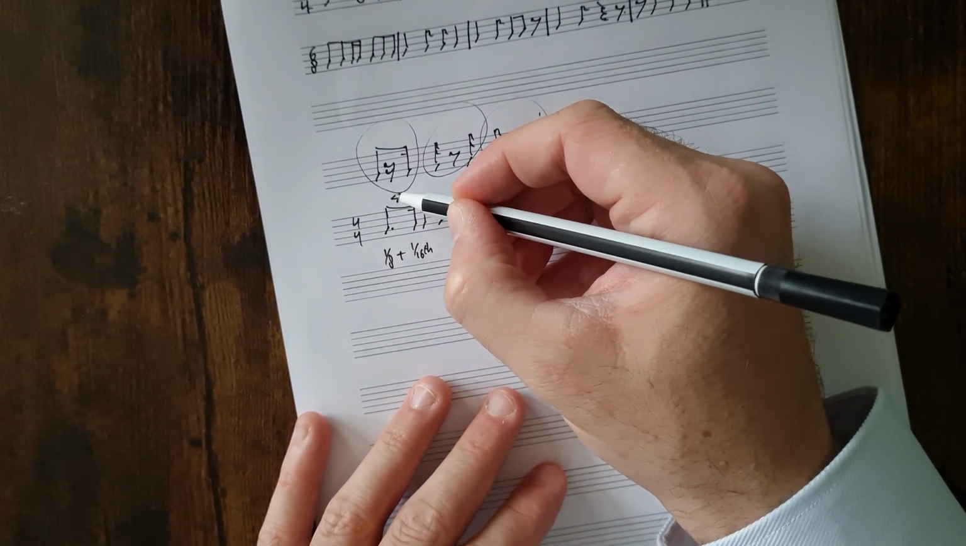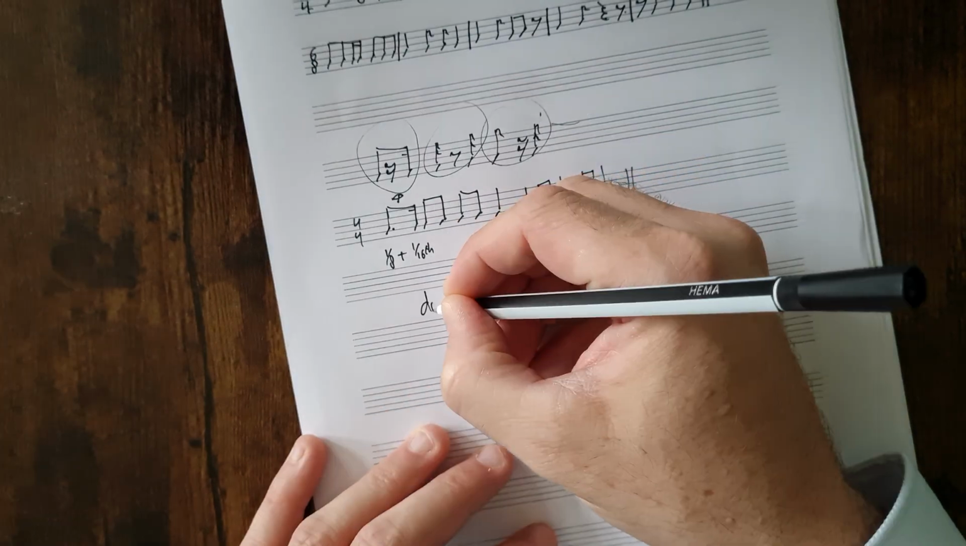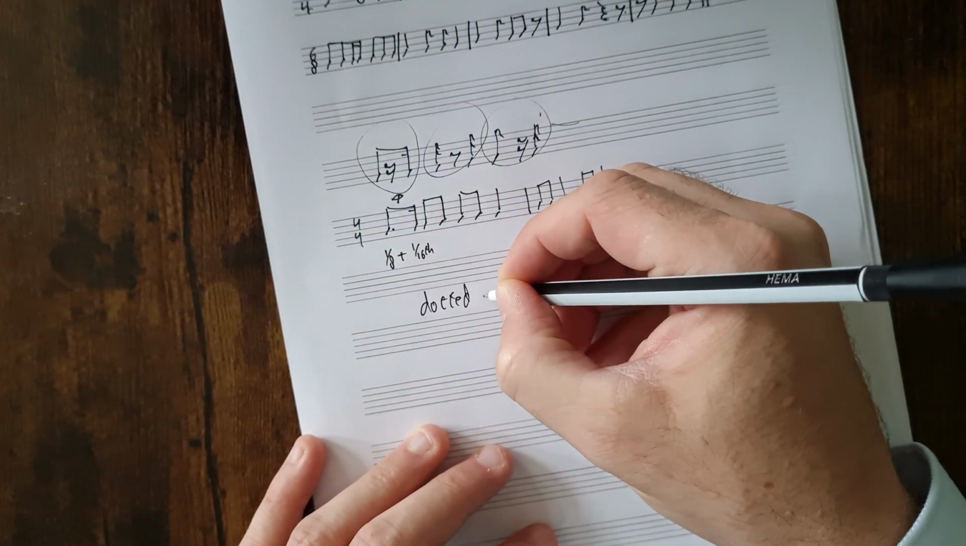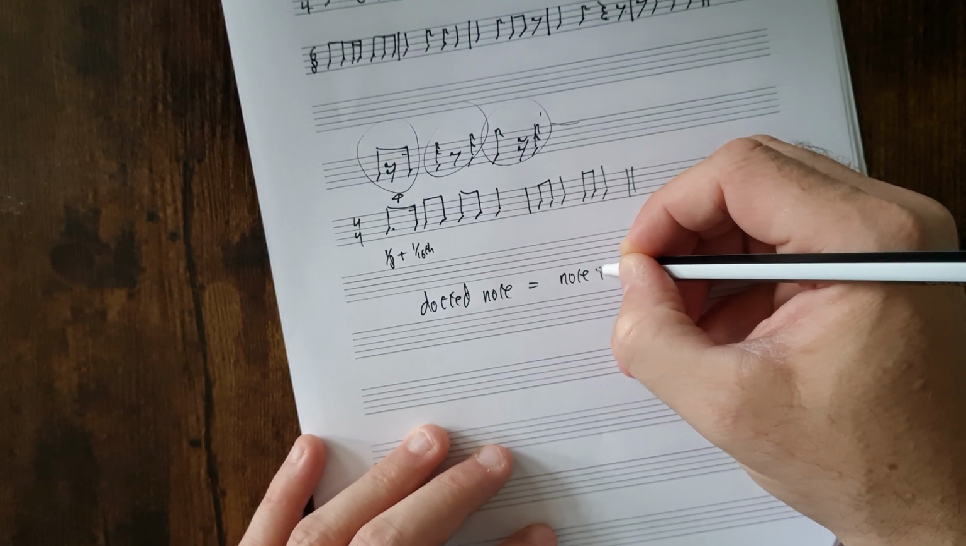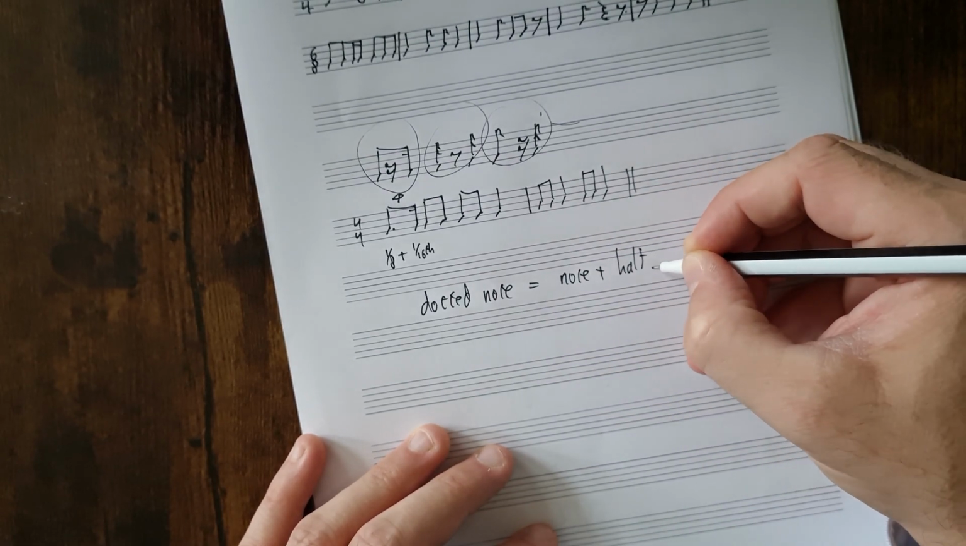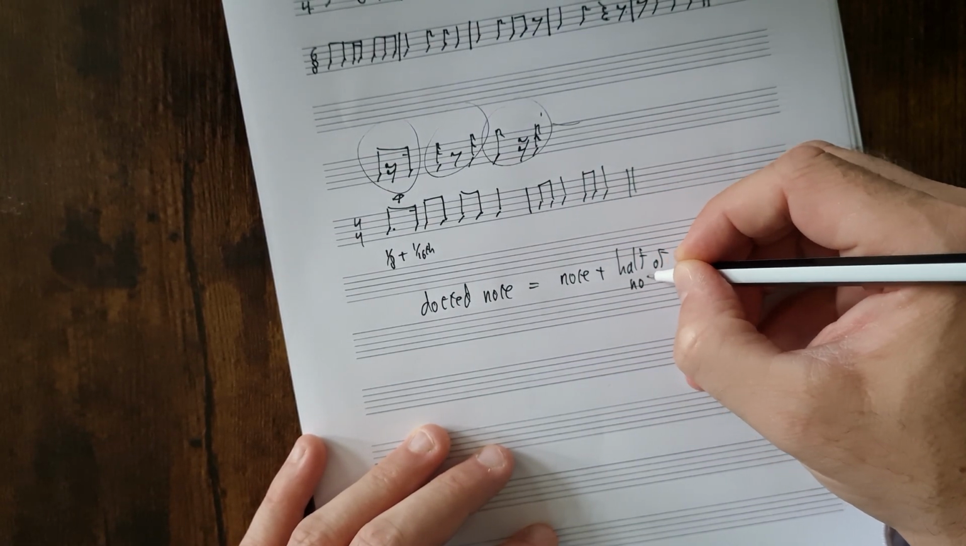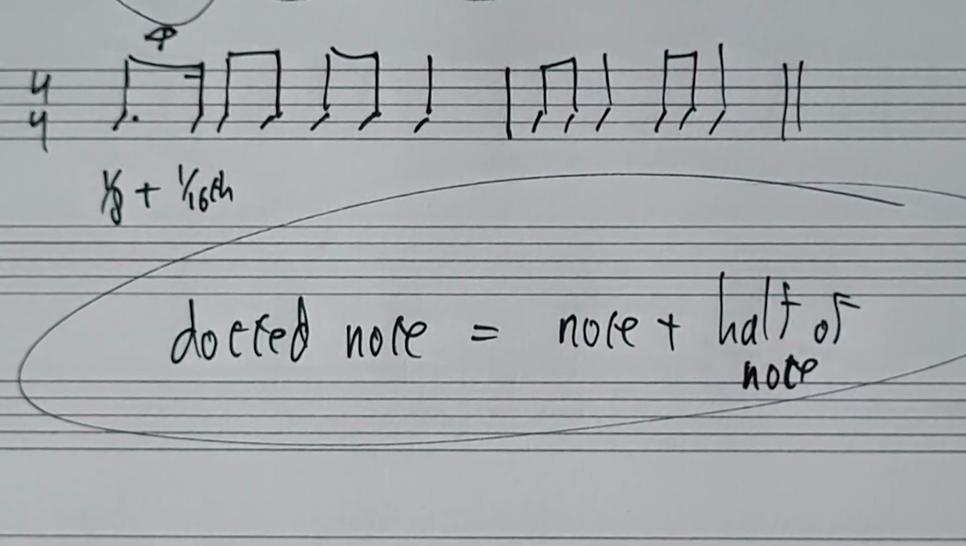This is what was important, and this dot. We call that a dotted note, and it is note plus half of note. That's one more thing you just learned.